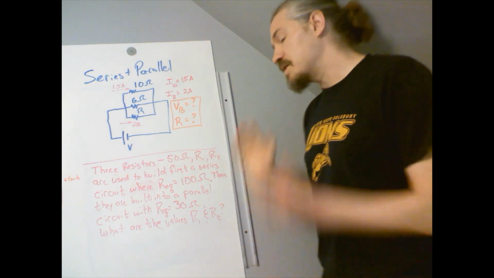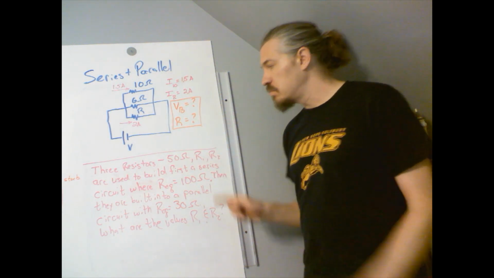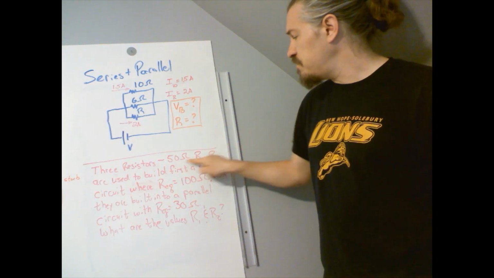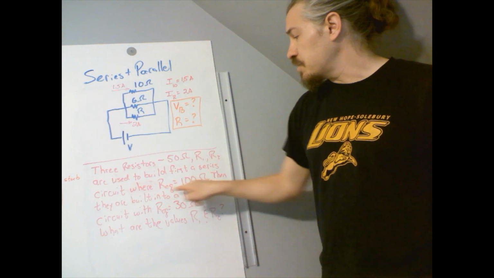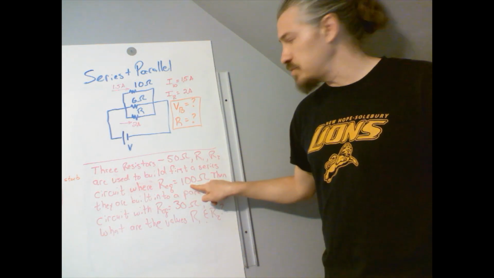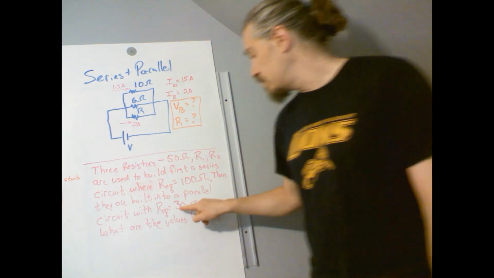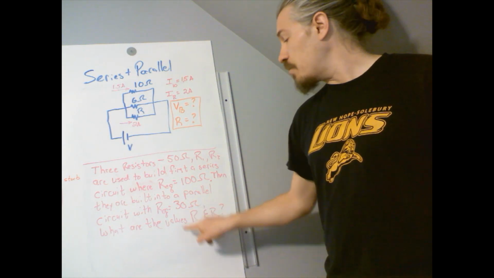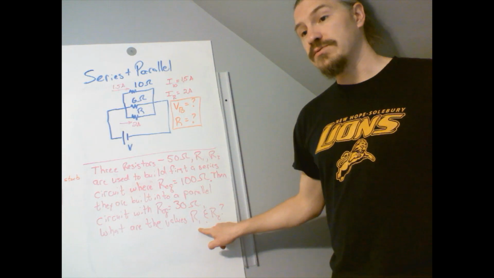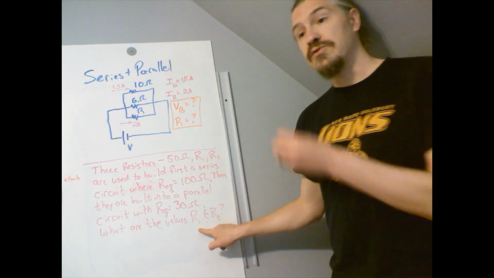Second question is a combination of both series and parallel. I'm going to take 3 resistors, 50 and 2 unknowns. I'm going to build a series circuit. The total resistance is 100 ohms. And then I'm going to build a parallel circuit with the same resistors, total resistance of 30 ohms. I want to know, what are the unknown resistors? Give that a shot. Those are your 3 problems.